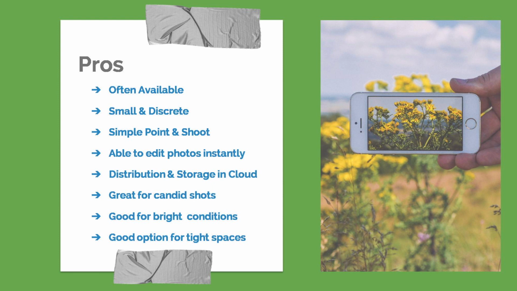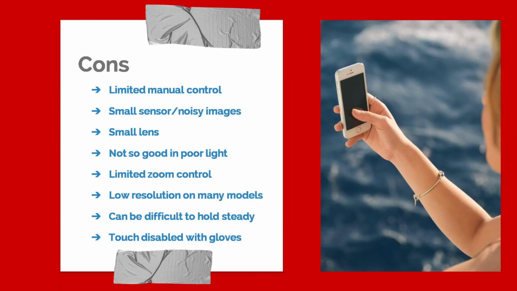So looking at the cons, as far as camera phones are concerned, they have limited manual control. They have a small sensor, which usually means noisy images. They have a small lens, usually about the size of your little fingernail or smaller. They're not too good in poor light or low light. I'm not sure if any of you have ever noticed, typically at a birthday party or something, when someone's blowing out the cake, if you haven't got a lot of light, they don't look too good. Limited zoom control. Low resolution on many models. And they can be difficult to hold steady because of their small form factor.